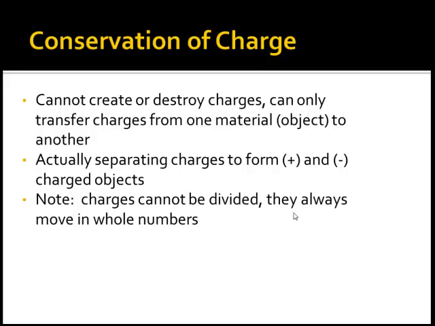So let's say an electron has a charge of 1.6 times 10 to the negative 19 coulombs. That is the charge of an electron. It can only move in whole number multiples of that particular charge. You can't take that 1.6 times 10 to the negative 19 coulombs and divide it in half. You can combine it with another charge and have 2 times that number, and add a third one and have 3 times the number, but you can't divide it up into any smaller charges. So you always have to move in whole numbers.